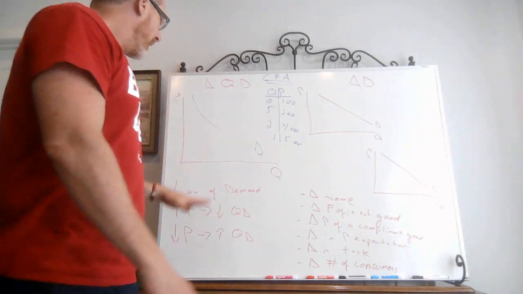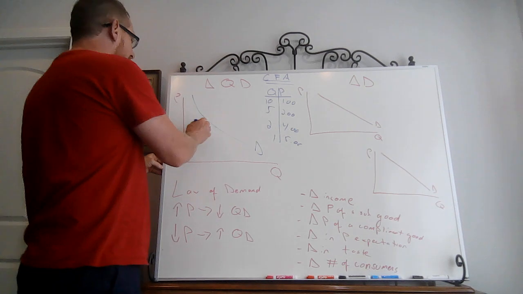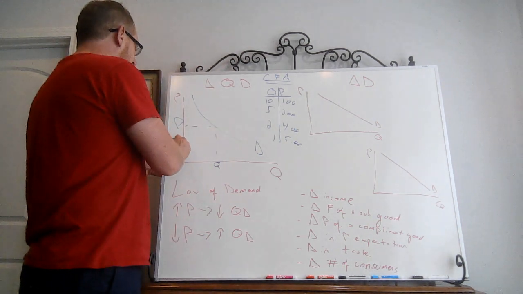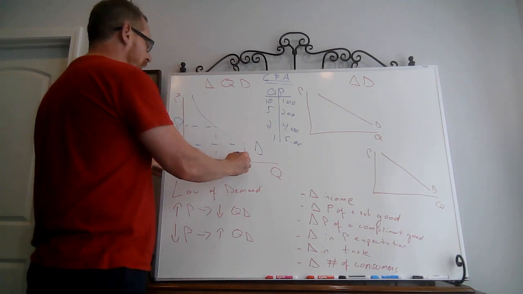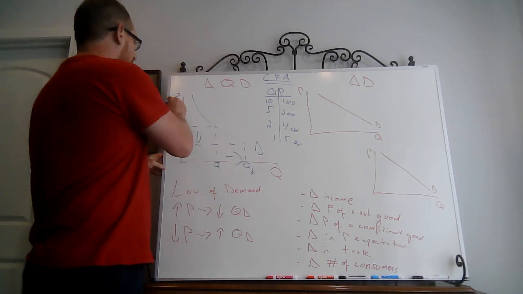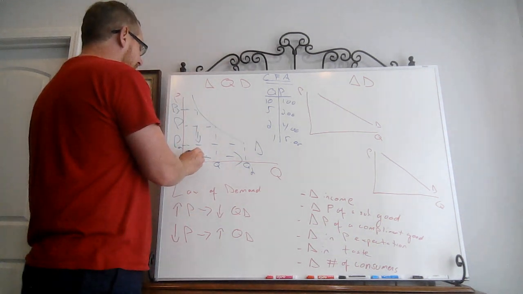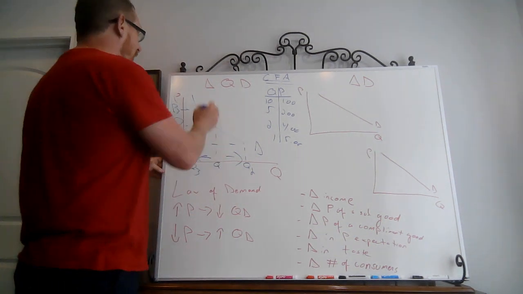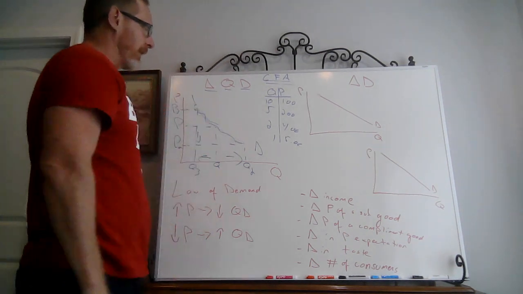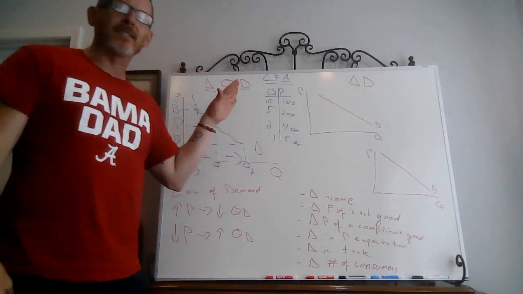We'll get to that. But we would say that, if this is our price here and this is our quantity here, if the price went down to P sub 2, well, then we'd move up to Q sub 2. Or if the price rose, then we would have less quantity, right? And that just is called a change in quantity demanded, where you move along the curve. All right, so that's a change in quantity demanded.